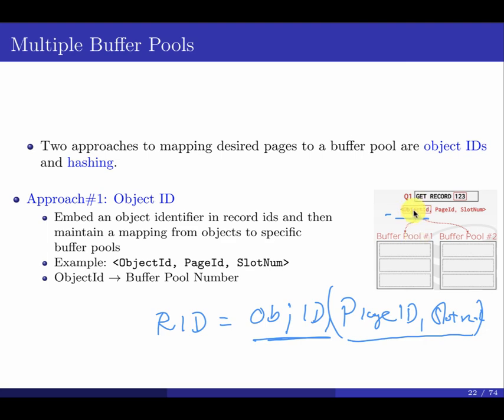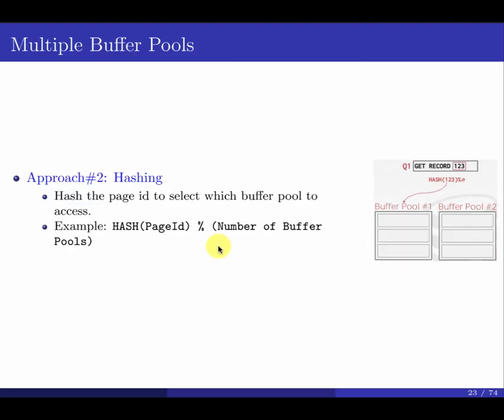If you have this, the object ID is going to tell you which buffer pool to use. If you have 2 buffer pools, we can use the object ID to identify which buffer pool I'm going to fetch or find this page in. So every time this page, for example page 15, is always going to be in buffer pool 1. So when you fetch again, it's always going to be in buffer pool 1. Okay? That's one thing. The second one, the easy one, is to use a hash function.